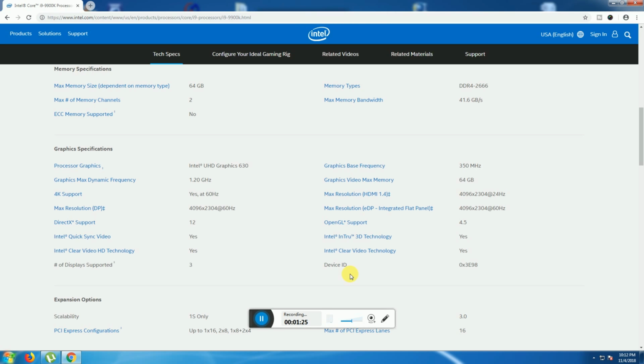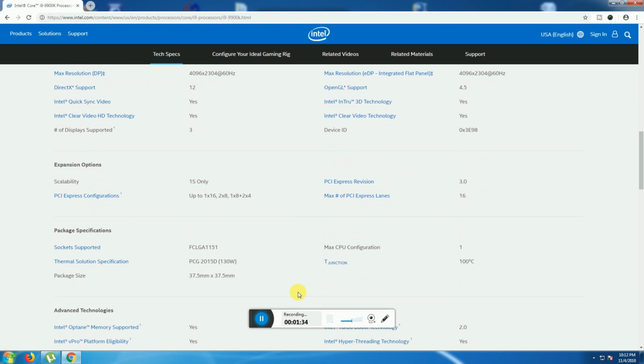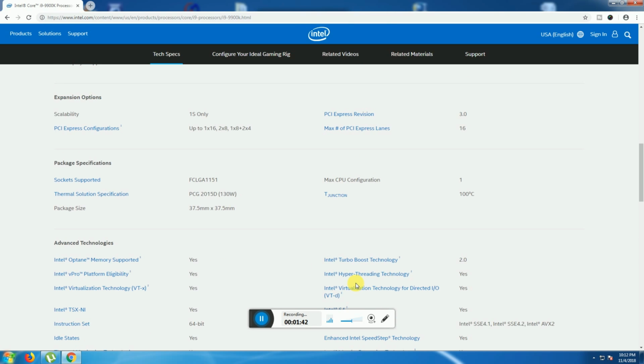This supports the directions and support tools, and Intel Clear Video HD is there. PCI Express configurations are up to 1x16, 2x8, and 1x8 plus 2x4.